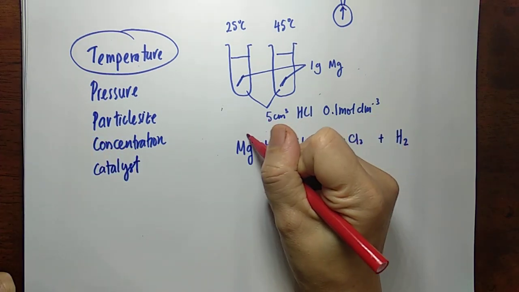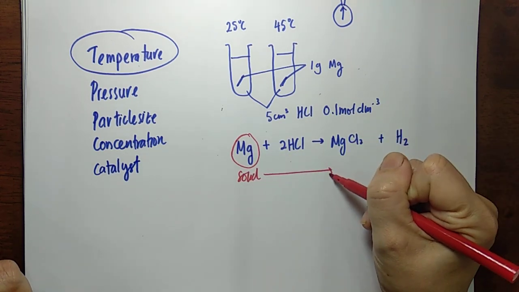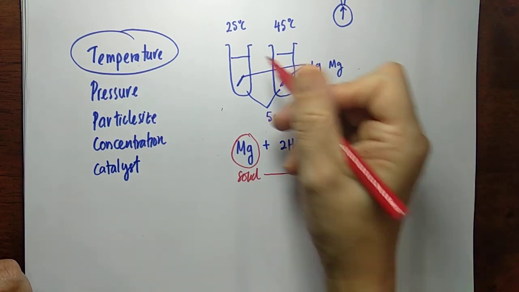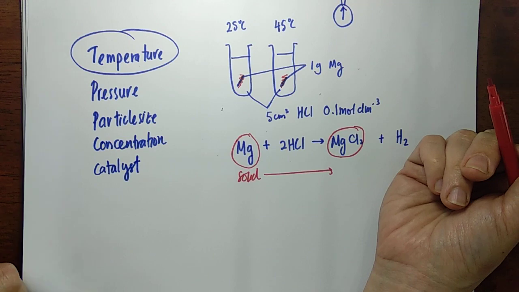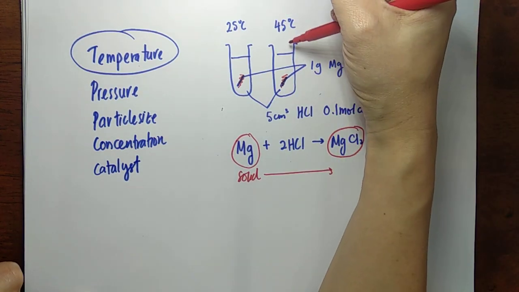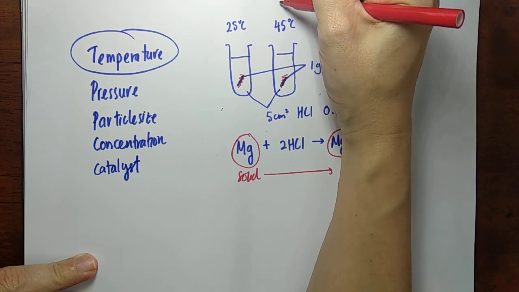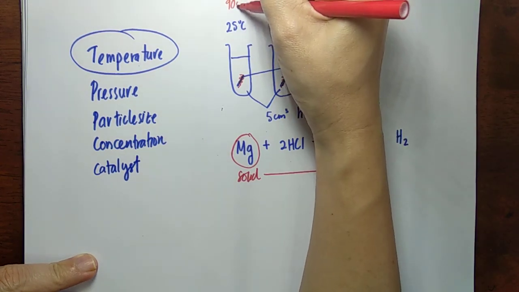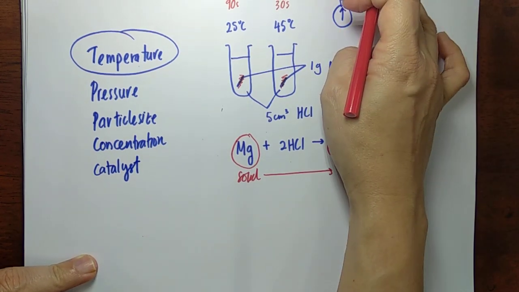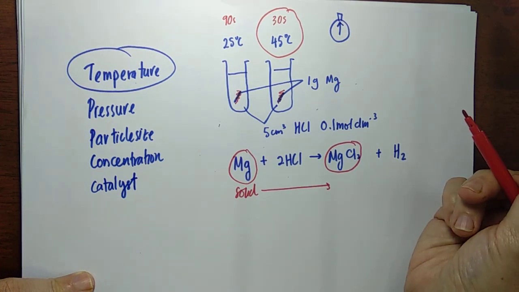Okay, so magnesium here is a solid, and what happens is the solid will dissolve to form magnesium chloride. So this magnesium ribbon will get smaller and smaller and smaller. So obviously the one that is at a higher temperature will be faster. So for example, this one will probably take, let's say, 30 seconds, and this one will take up to 90 seconds, for example. Okay, so when the temperature is higher, the rate of reaction is higher.